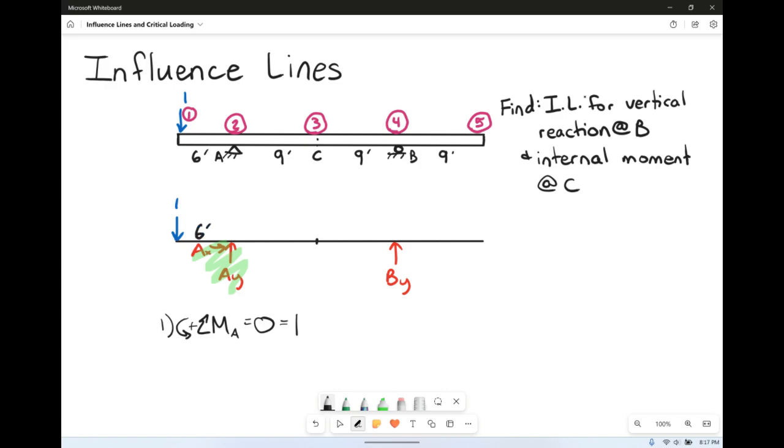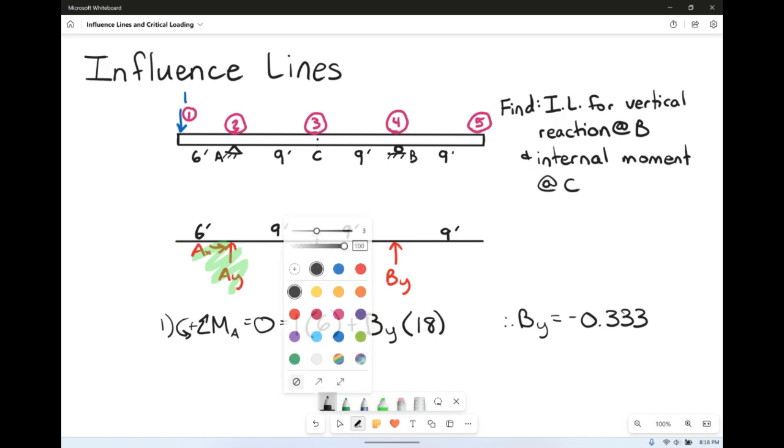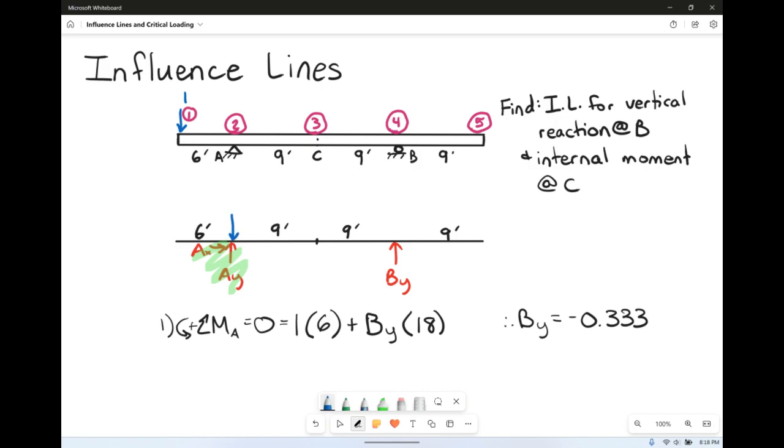Then we have point C here, and that's going to be 9 feet, 9 feet, just to enhance our free body diagram. So 6 feet for us from that point load to A. Then we have BY. BY is going to be also going in the positive direction, so plus BY times his distance of 9 plus 9, which is 18 feet. So that gives us a BY value of negative 0.333. Next, we're going to unload that and then move the load to our second location.